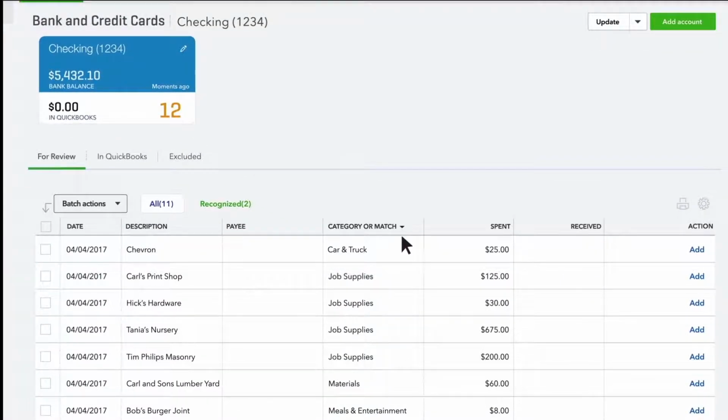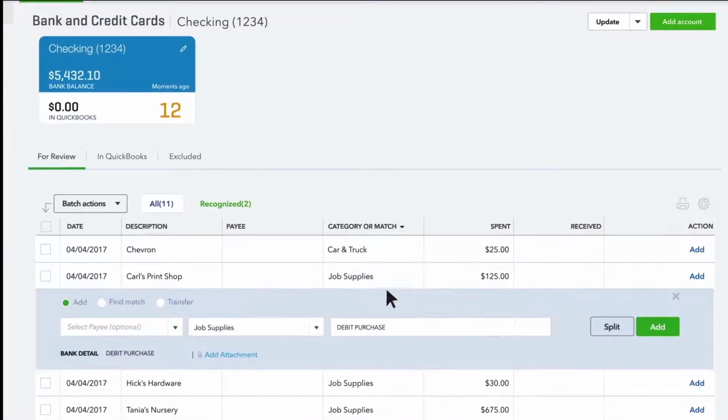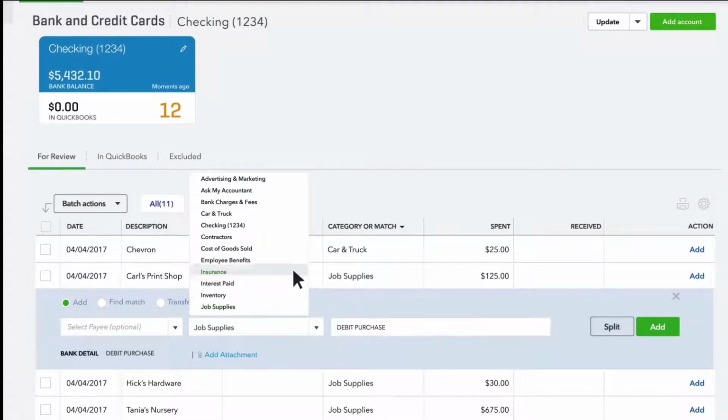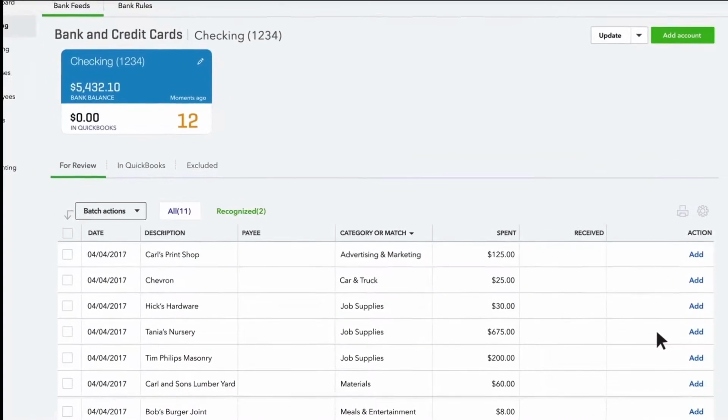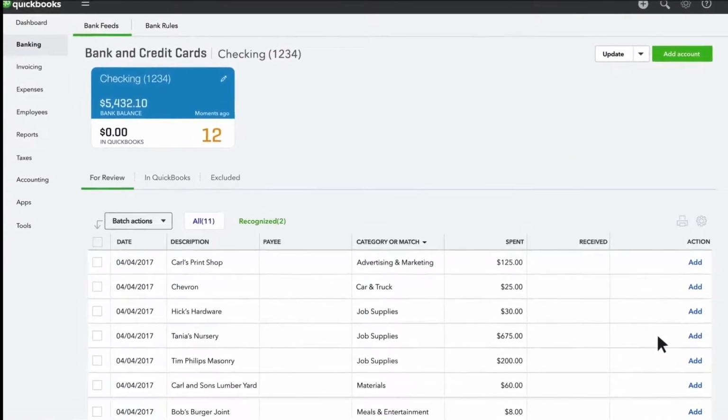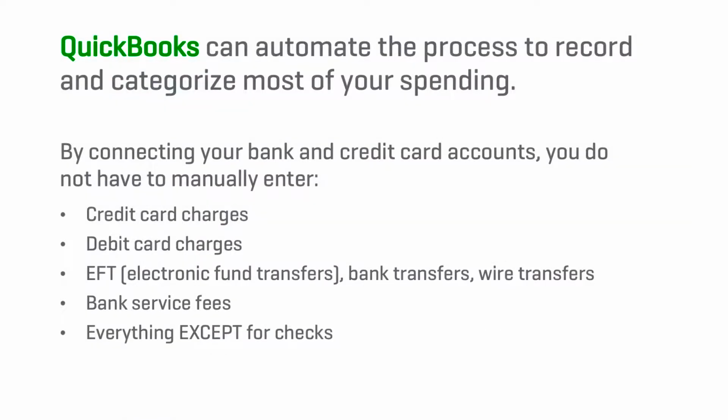The great thing about this process is that as you enter the transactions from your vendors and you categorize them, QuickBooks learns how it is that you spend your money with your vendors so that later on, whenever you download more transactions from those same vendors, QuickBooks will automatically know how to categorize them. So it actually remembers how it is that you spend your money.